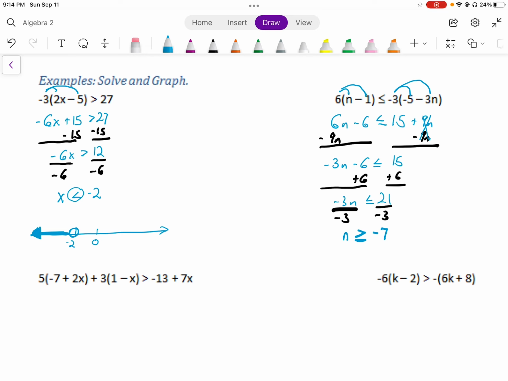We can graph that. I'll put it to the side here a little bit. We'll put 0 here, negative 7 somewhere to the left of it. I don't put all the numbers in there. So this time, we draw a circle around negative 7, and we're going to fill it in because it includes negative 7. And its number is greater than that, so we fill to the right.